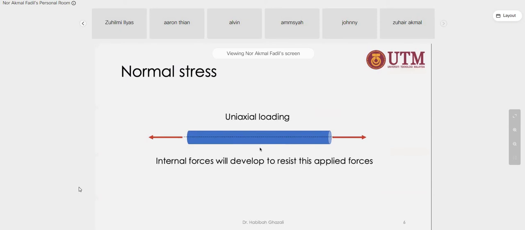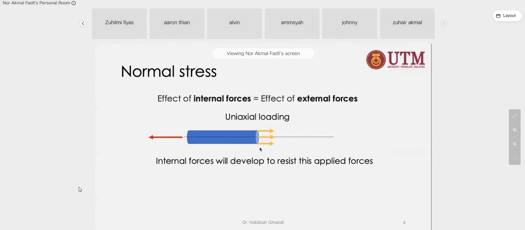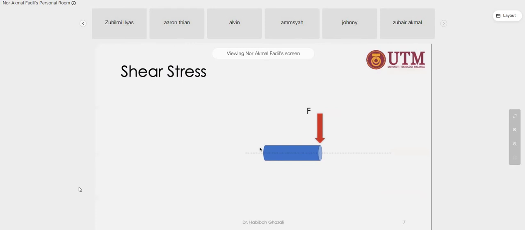Internal force will develop to resist the applied force. So if you do the cross section, internal force develops to resist its applied force. So we call it normal. So what is stress? The equation of stress is stress equal to force over area. So shear stress, let's say you give a stress in this direction.